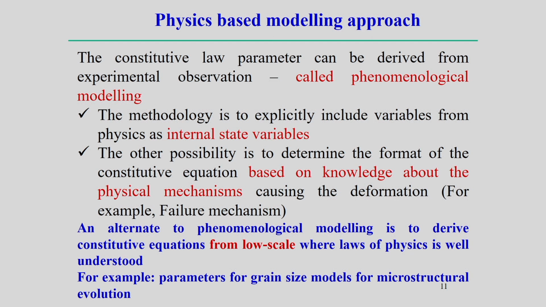Now, an alternative to phenomenological modeling is to derive the constitutive equations. We can derive the constitutive equation using information from the lower scale. We can get the information by analyzing what is happening at the lower scale, and taking the information from that, we can develop some kind of constitutive model. That is another route also.